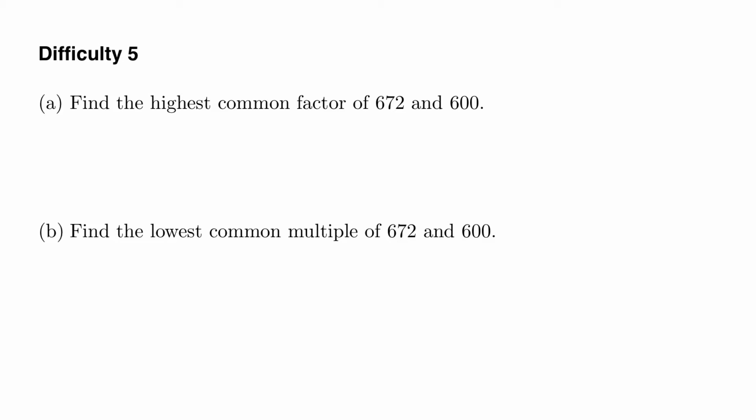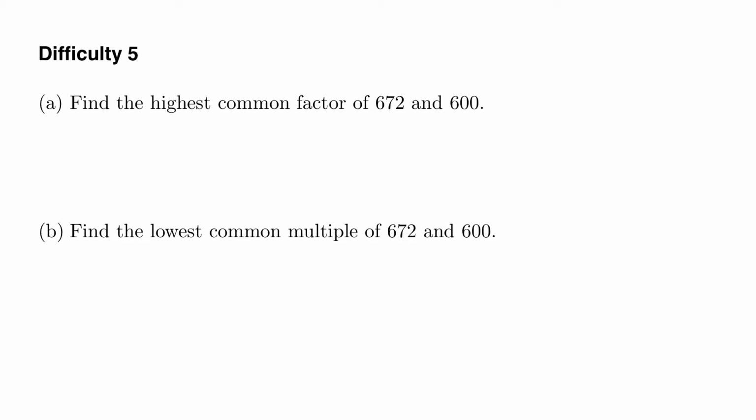In this video, we're going to be looking at finding the highest common factor and the lowest common multiple of a pair of numbers, but these numbers are now so big that we don't want to use the method we used in an earlier video. We don't want to be listing all the factors of these two numbers and then looking for the highest one, because that would take us a long time.